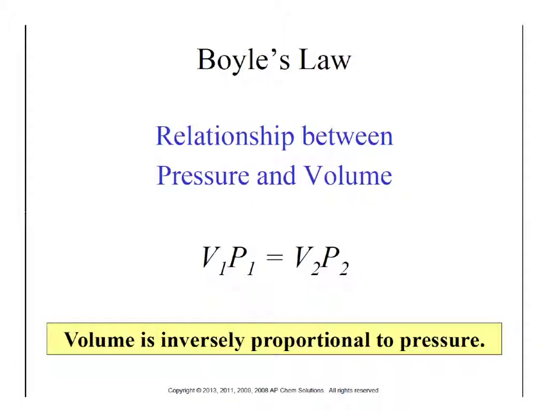So the first one is Boyle's law. Boyle's law is the relationship between pressure and volume, and it's P1 times V1 equals P2 times V2. What that means is the initial pressure times the initial volume will be equal to the final volume times the final pressure. And then what this shows us, since it's a multiplication, is that volume is inversely proportional to pressure. So if volume goes up, pressure goes down. If pressure goes down, volume goes up.